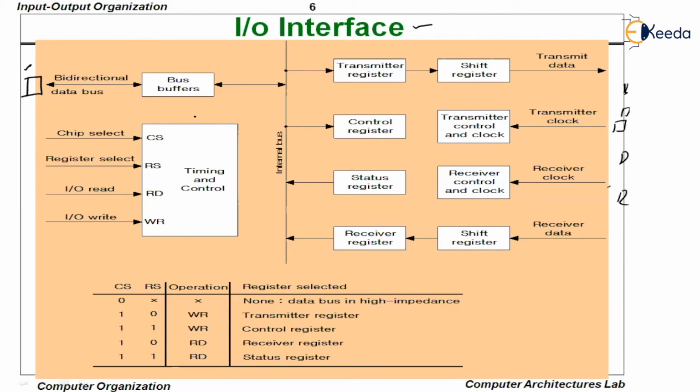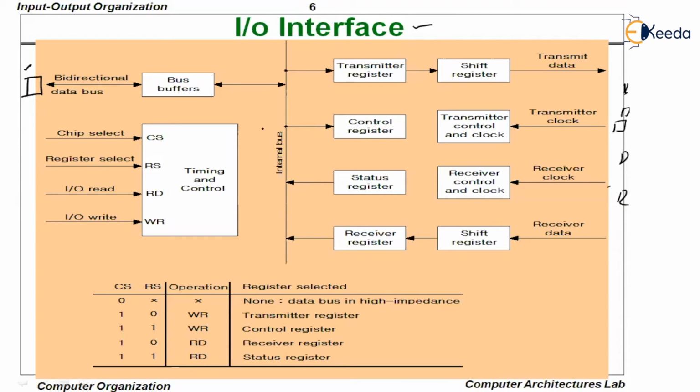This is the interface controller, which has several lines: chip select, register select, read and write. You know what is read and write. When read is selected, we are going to read the information from the registers. When write is enabled, it means that we are going to perform writing into the registers.